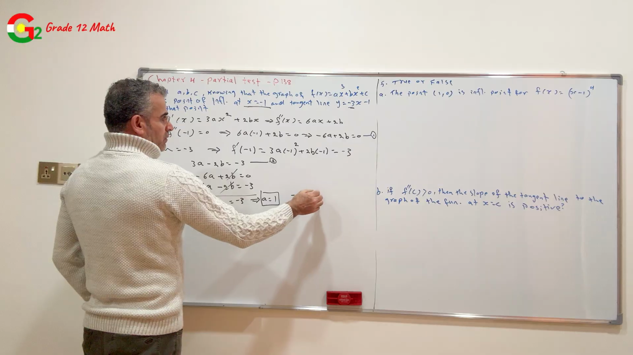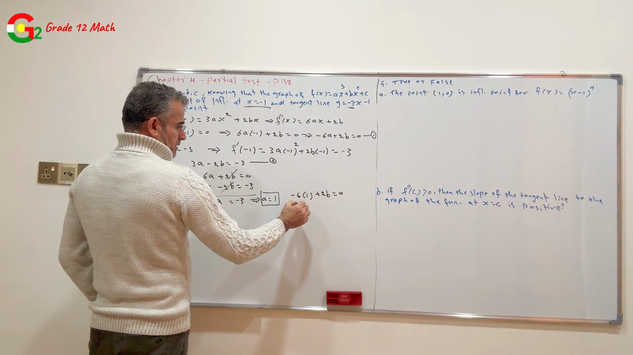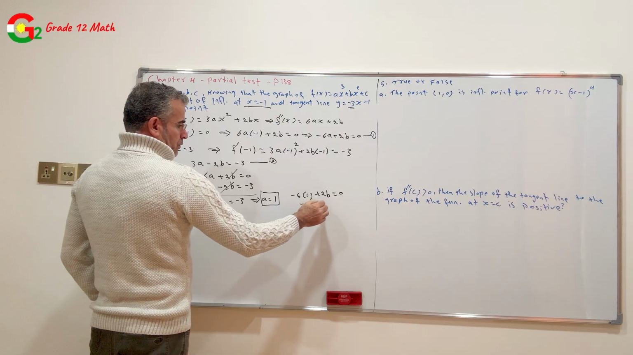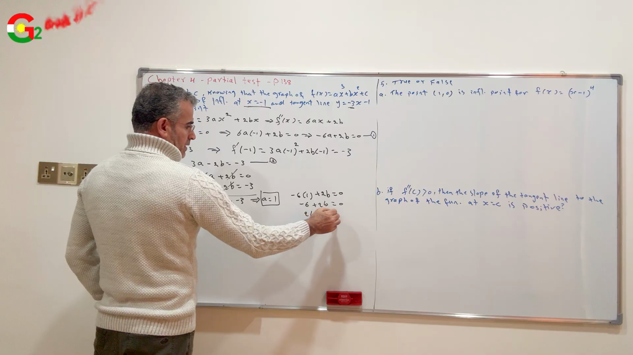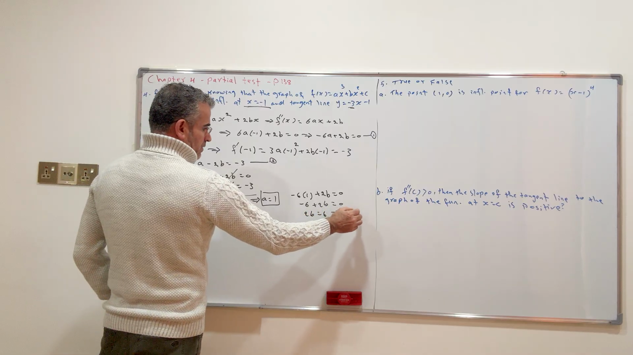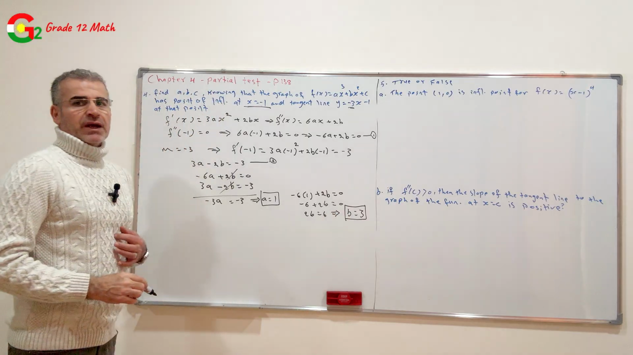-6 times 1 plus 2b equals 0. Negative 6 plus 2b equals 0. 2b equals 6. Therefore, b equals 6 over 2, equals 3. These are the values of a and b.